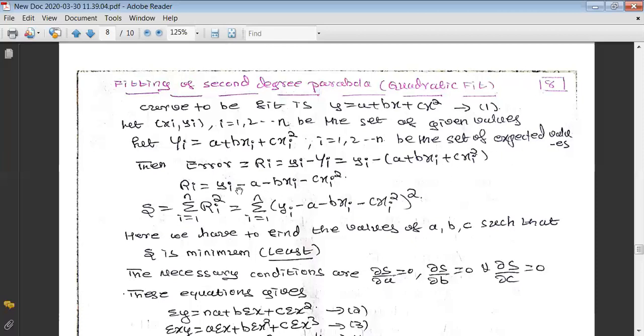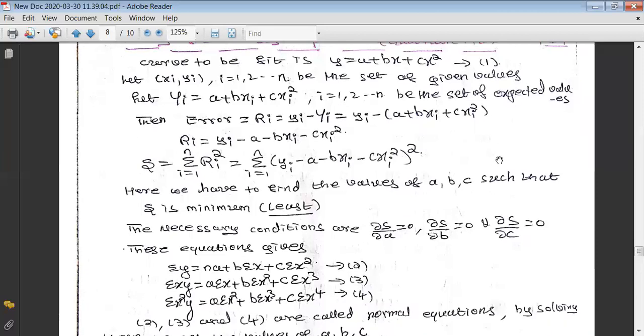And once you simplify it like this, then the sum of the squares of the errors is denoted by S, and that is given by summation ri square, i varies from 1 to n. Once you substitute the value of ri from the above step, we are going to get this particular equation. Now, as I told you, in this case, our job is to find the values of a, b, c such that S is minimum.